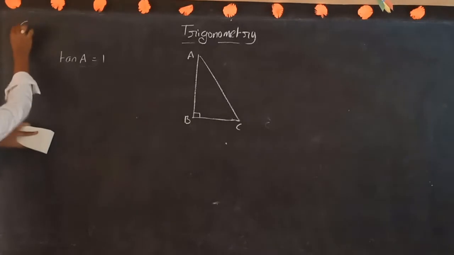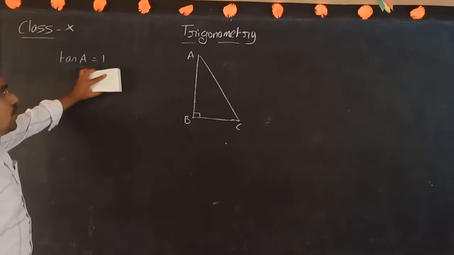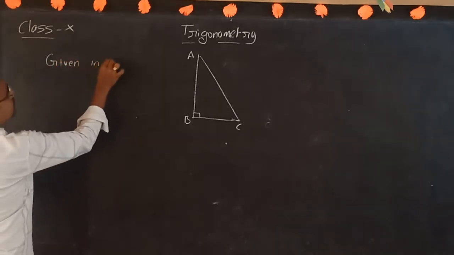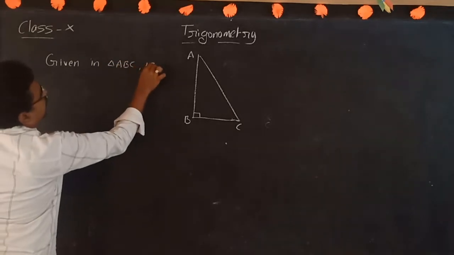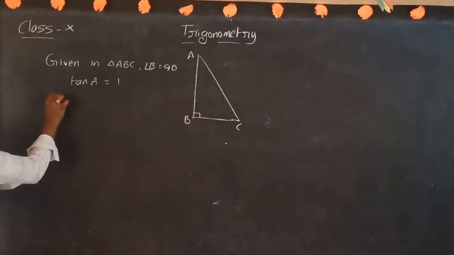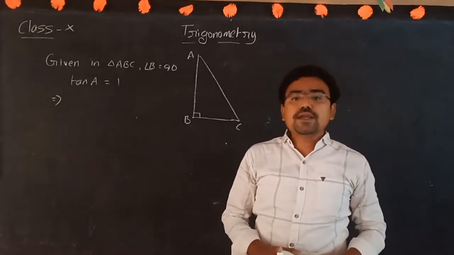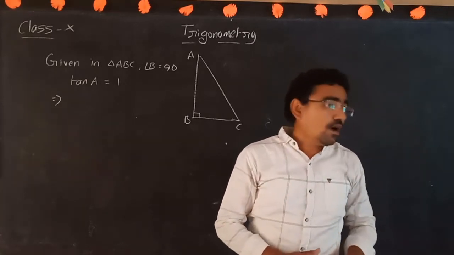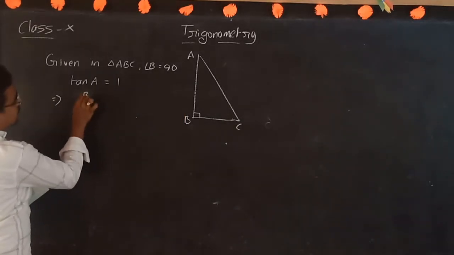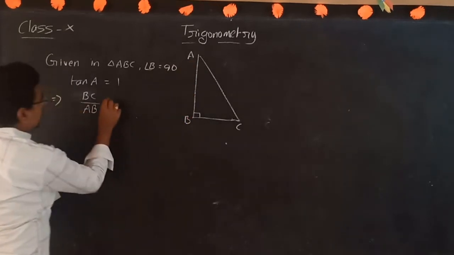So already we know, when one ratio is given, what is the first given? What I am writing: given in triangle ABC, angle B equals 90 degrees. One more given: tan A equals 1. This implies, already we know how to define the tan ratio: opposite side by adjacent side. The opposite side is BC, and the adjacent side is AB, so BC by AB equals 1.